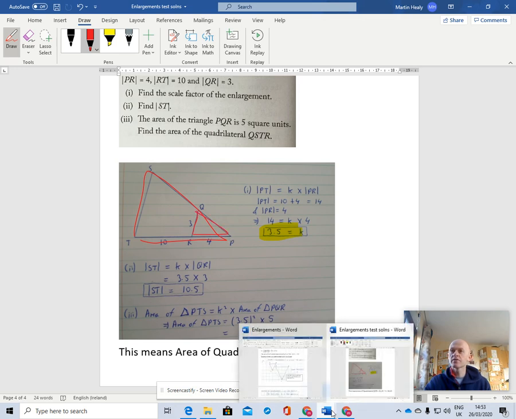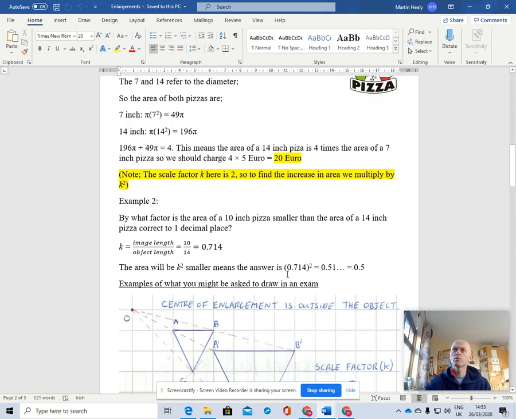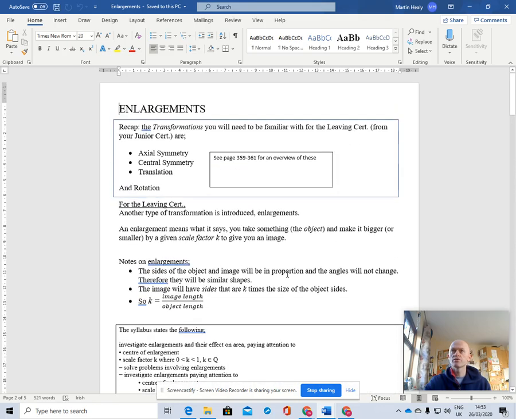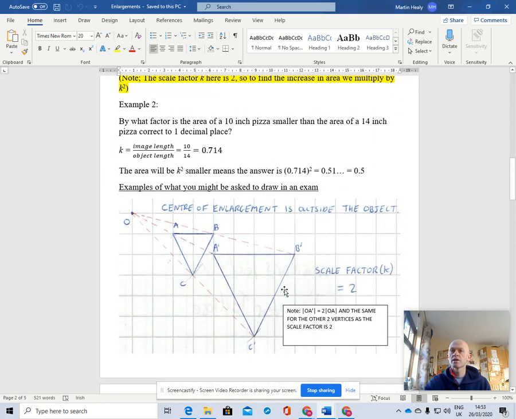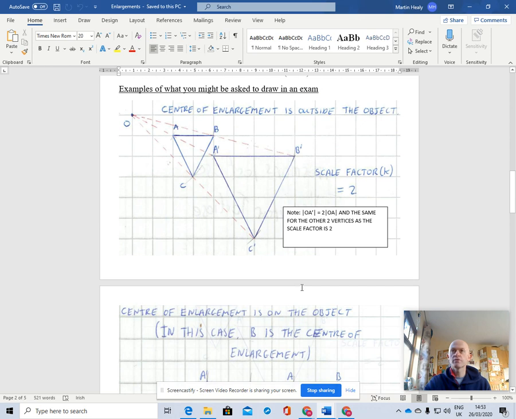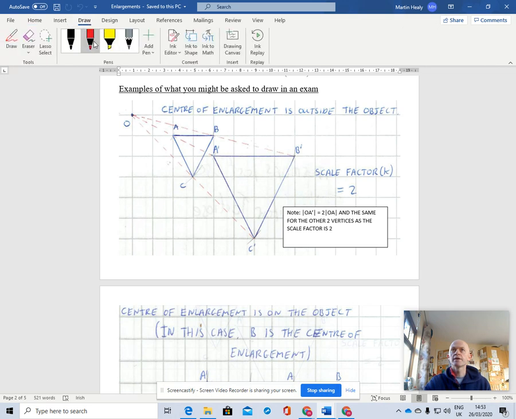And again, I did put up on Edmodo a summary of enlargements. So I kind of flew through it there. But again, same idea. Here the scale factor is 2. If you look here, if OB is whatever length, then OB dashed has to be double that, if the scale factor is 2. If the scale factor is 3, OB dashed will be 3 times the length of OB.